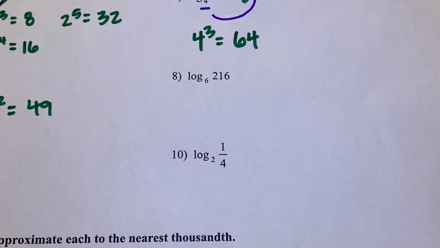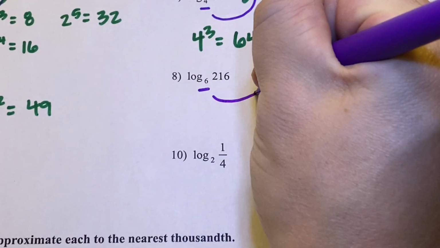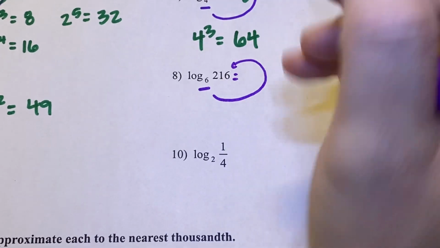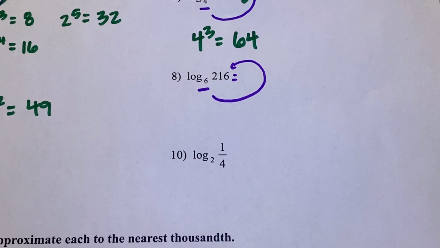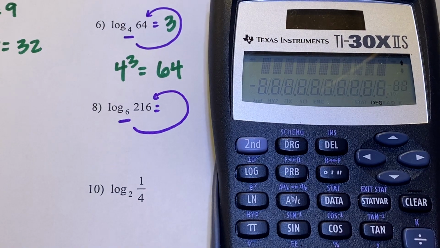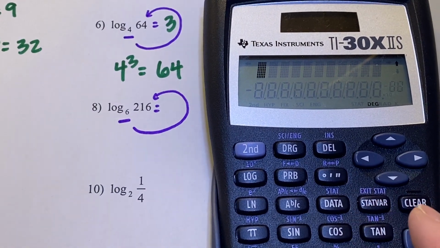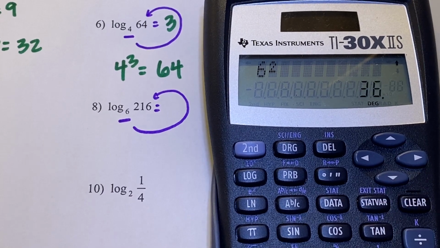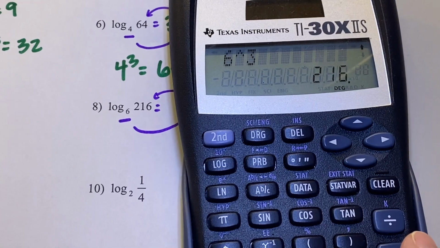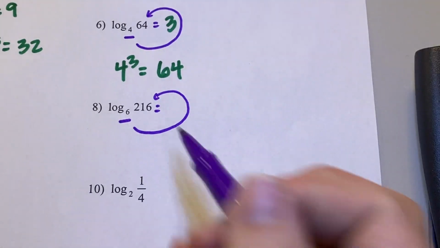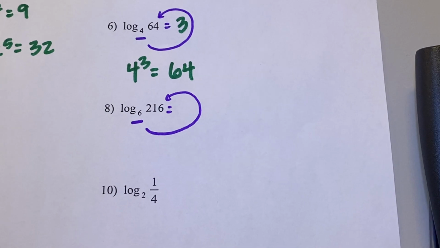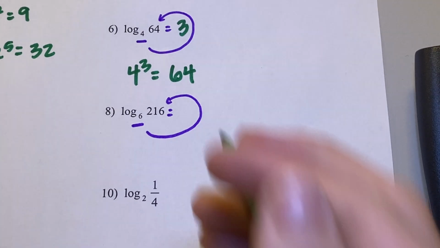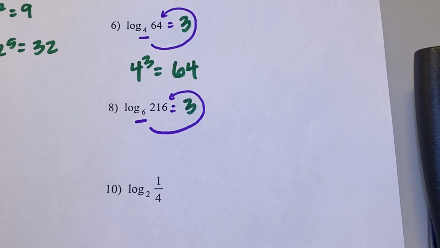Okay, what about 6? 6 to the power of what, meaning on this side, is going to give us 216? Maybe let's do some guess and check in your calculator. I know it's not going to be 6 to the first power because that's just 6, right? Let's try 6 squared. No. Clear. Let's try 6 to the power of 3. 6 cubed. Ooh, did we get what we were looking for? Yes. So what is log 6 of 216 equal? 3. So that's kind of how you do the guess and check in the calculator.